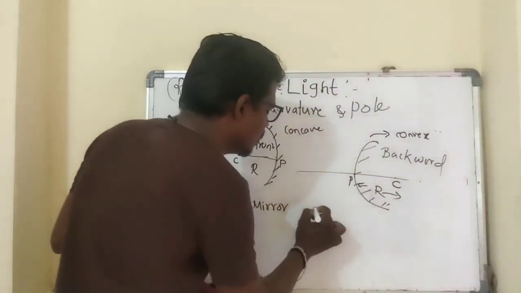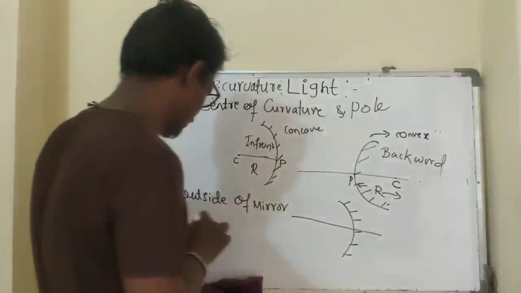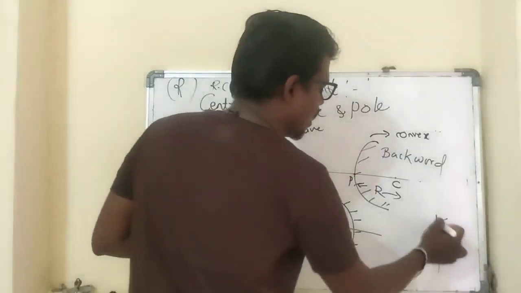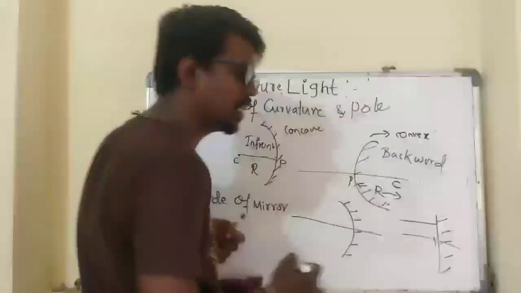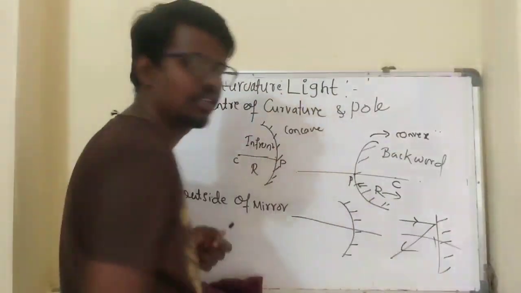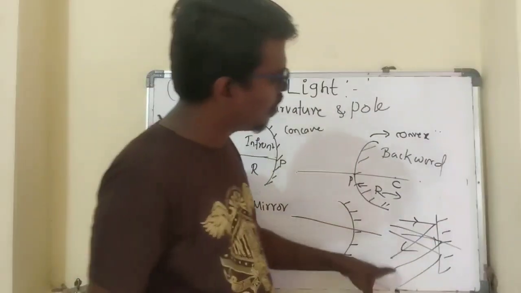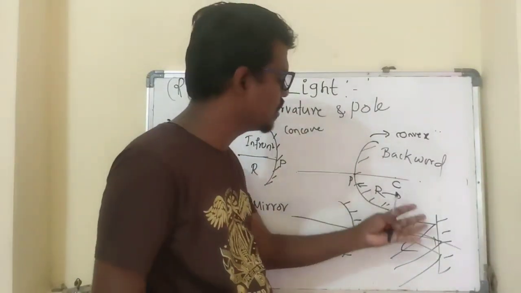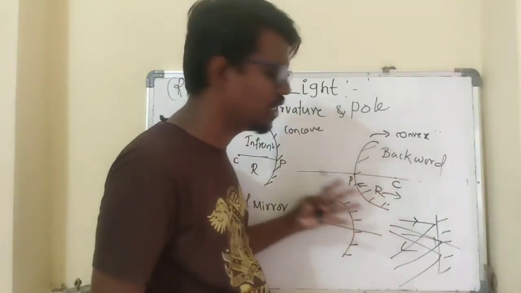Okay, see here. For example, I will explain from the basics. This is the plane mirror. If this is the incident ray, it comes back. This is the incident ray, and it comes back too. See here, these rays will not meet at any point. They are just reflecting and going in the opposite direction.